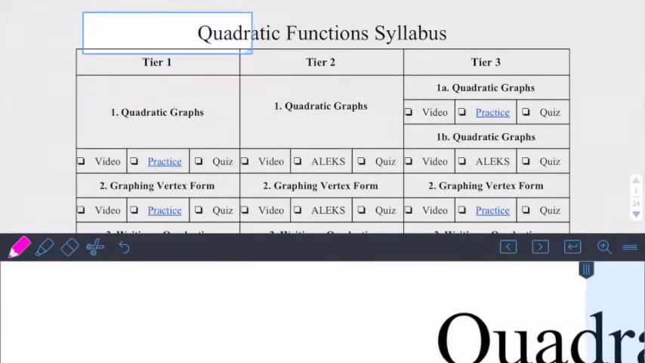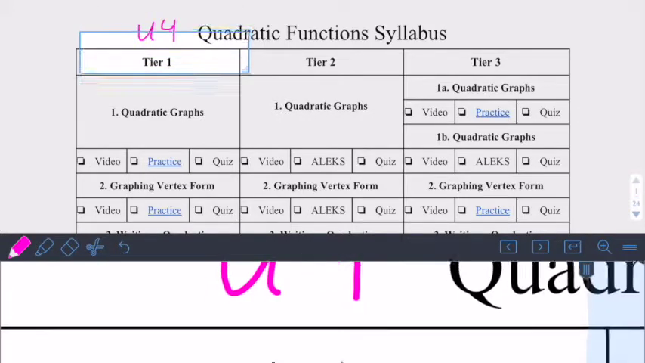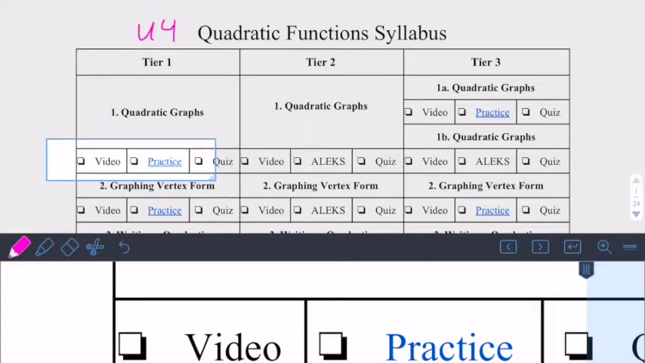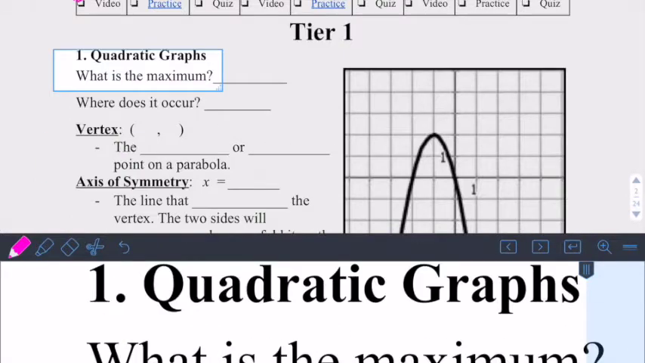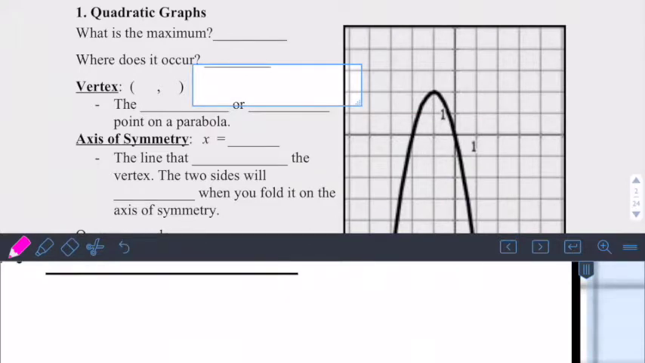Blom, and this is Unit 4, Quadratic Functions. We've already done a little bit of quadratics in Algebra 1, but now we're going to really dive into it. So this is Tier 1, Quadratic Graphs. So in quadratic graphs, we have a picture of one right here. So we're going to learn some new vocabulary.